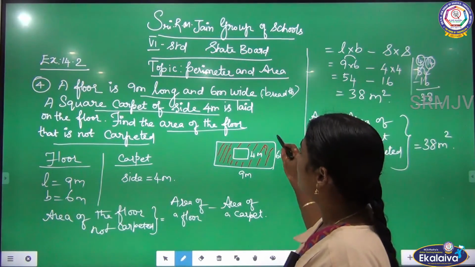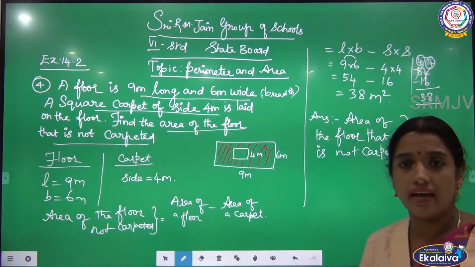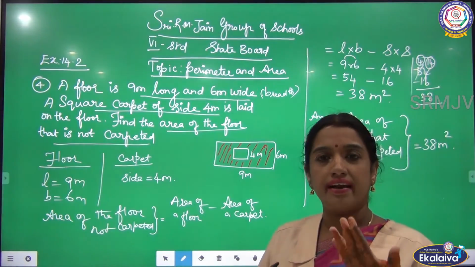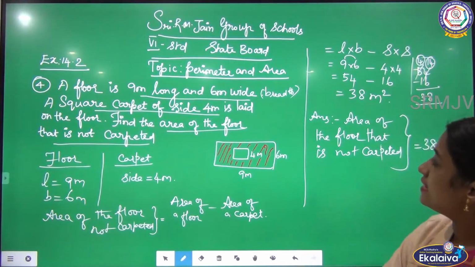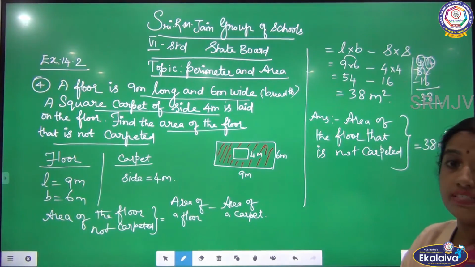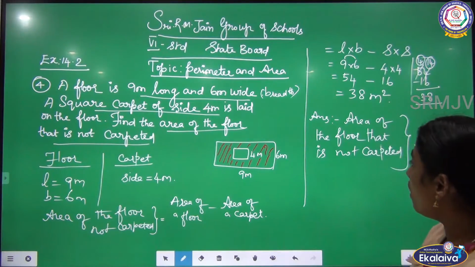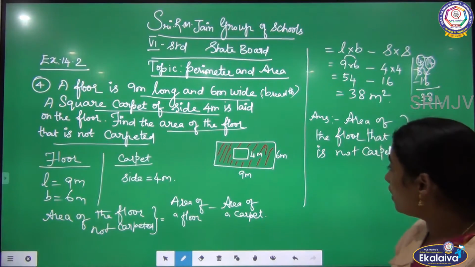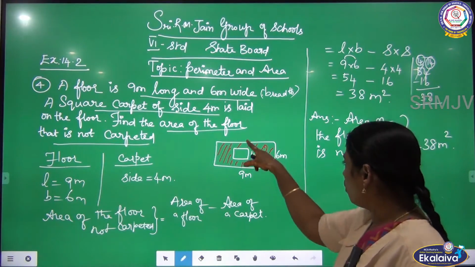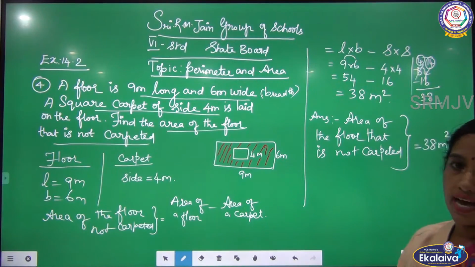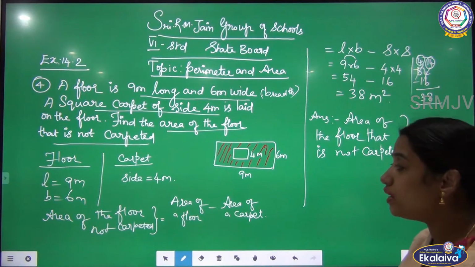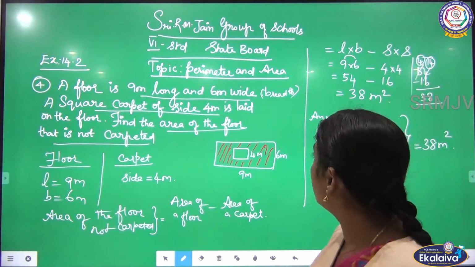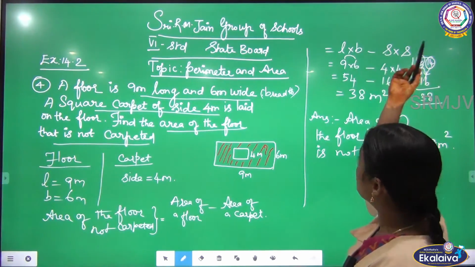First you take the floor, whose length and breadth are given. Length and breadth means it is what type of shape? Rectangle shape. So in that, a square carpet, which is in a square shape. So I have drawn the square, which is what side? 4 meter. Now what do I have to do? Area of the floor minus area of the carpet. If I find this, I can find out the area of the floor not carpeted. Is it clear, children?